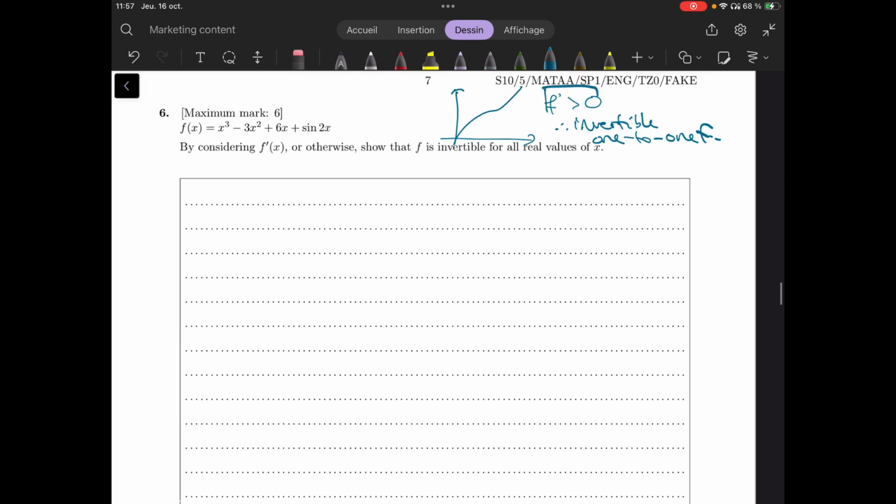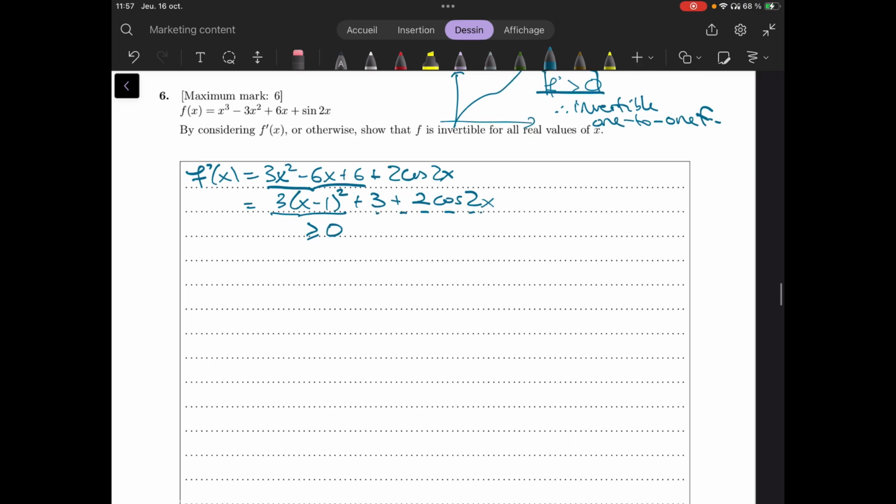So let's start off by proving that this is true by taking the derivative of f. We can complete the square for this. And the reason is that we would like to show that this entire thing is positive. This part has to be greater or equal to 0. We need to show that this part is also greater or equal to 0.